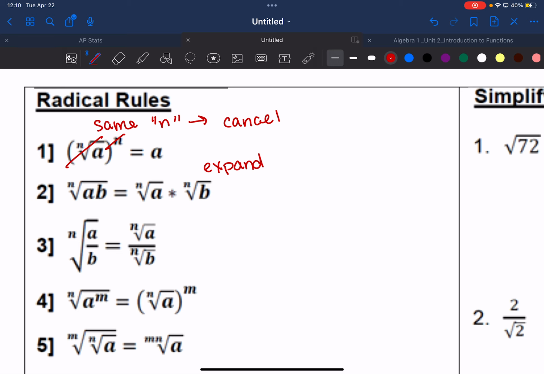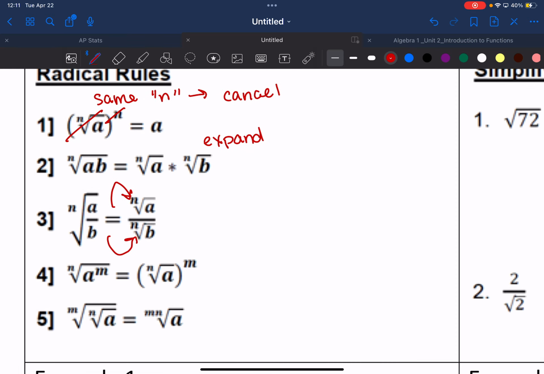Okay. Number 3 says if we have the nth root of a fraction, that's the same as giving that nth root to the numerator and the denominator. So these are equivalent statements.